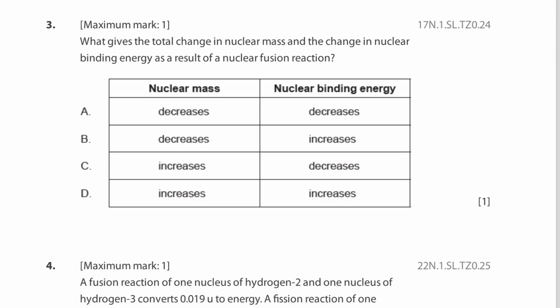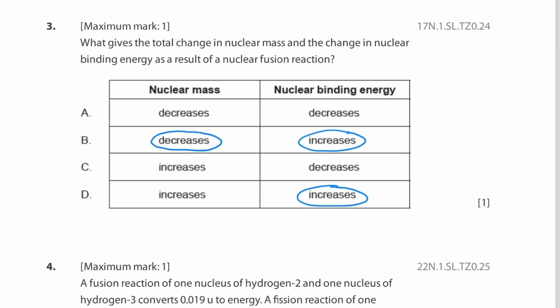What gives the total change in nuclear mass and the change in nuclear binding energy as a result of nuclear fusion? Well, we know that the nuclear binding energy increases. We've just seen that in the calculation. So it's got to be B or D. And the nuclear mass decreases. So our answer is B.